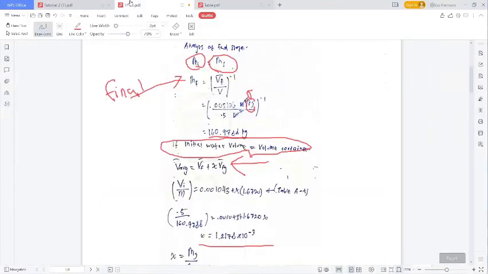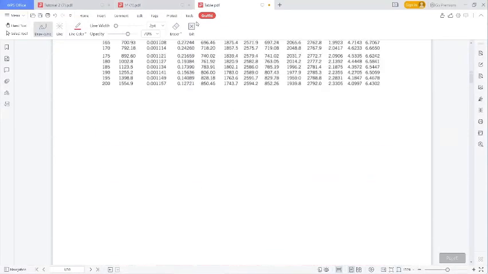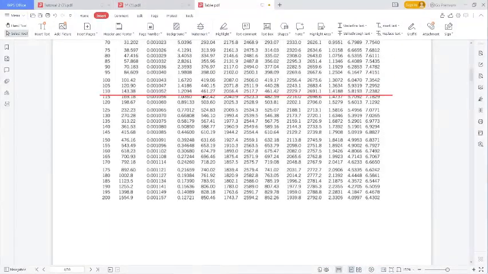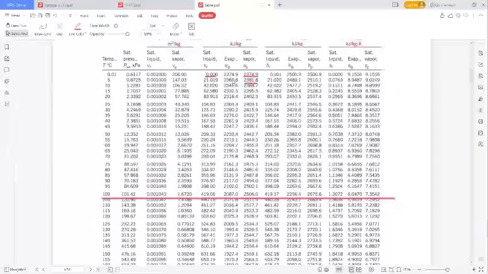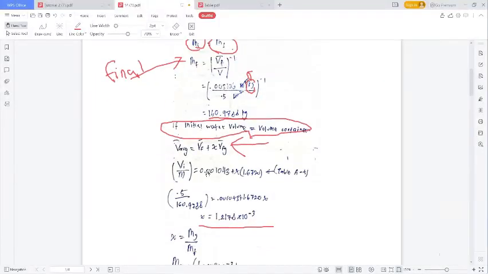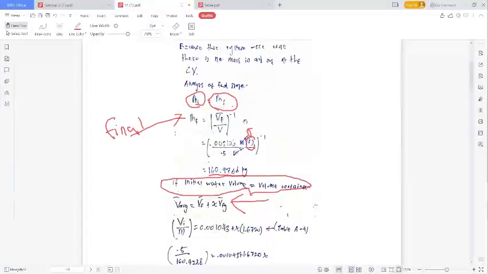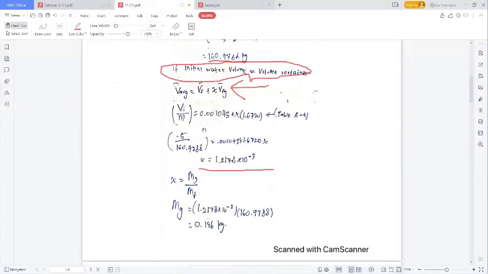at 100 degrees C. And at 100 degrees C, you can find Vf equal to 0.001043, Vg equal to 1.6720, in the form of meter cube per kg.